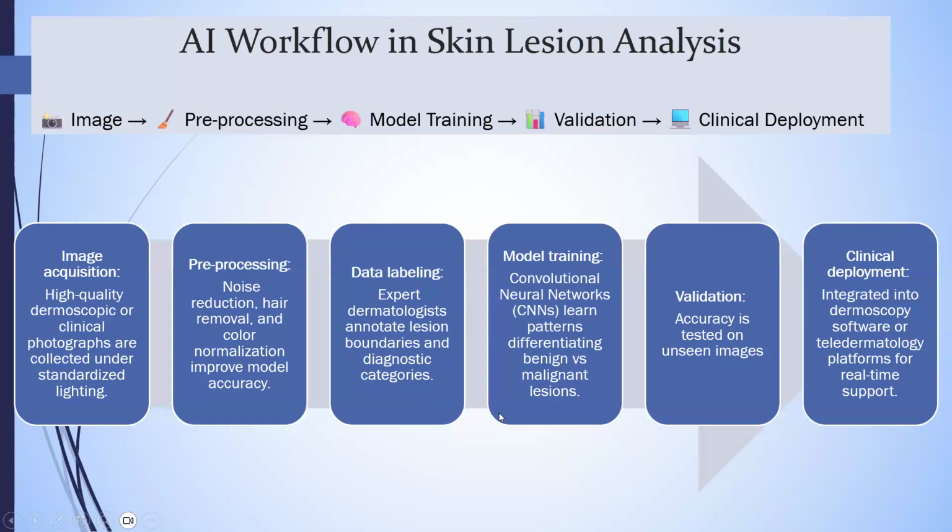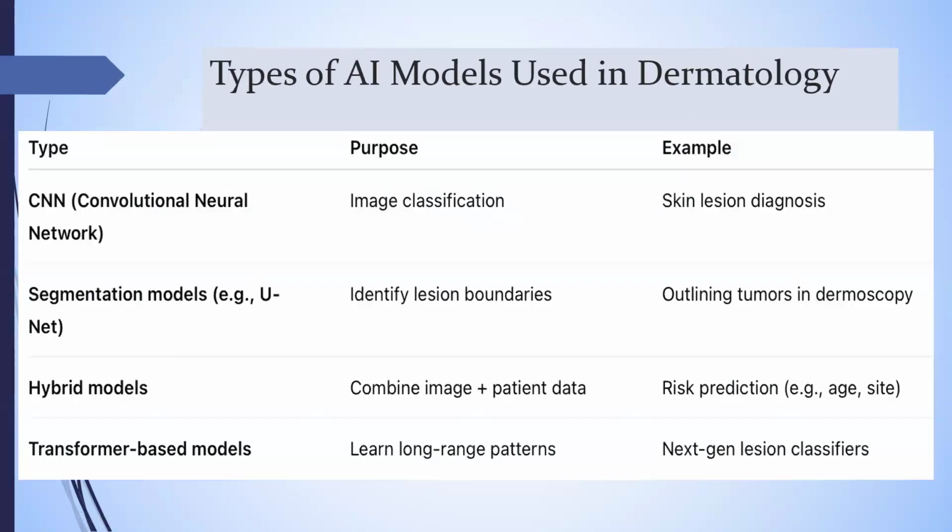And then model training: convolutional neural networks learn patterns differentiating benign versus malignant lesions. And then you have to validate it. Any research or any study without validation is useless. So accuracy is only tested on unseen images. You have to validate it multiple times.